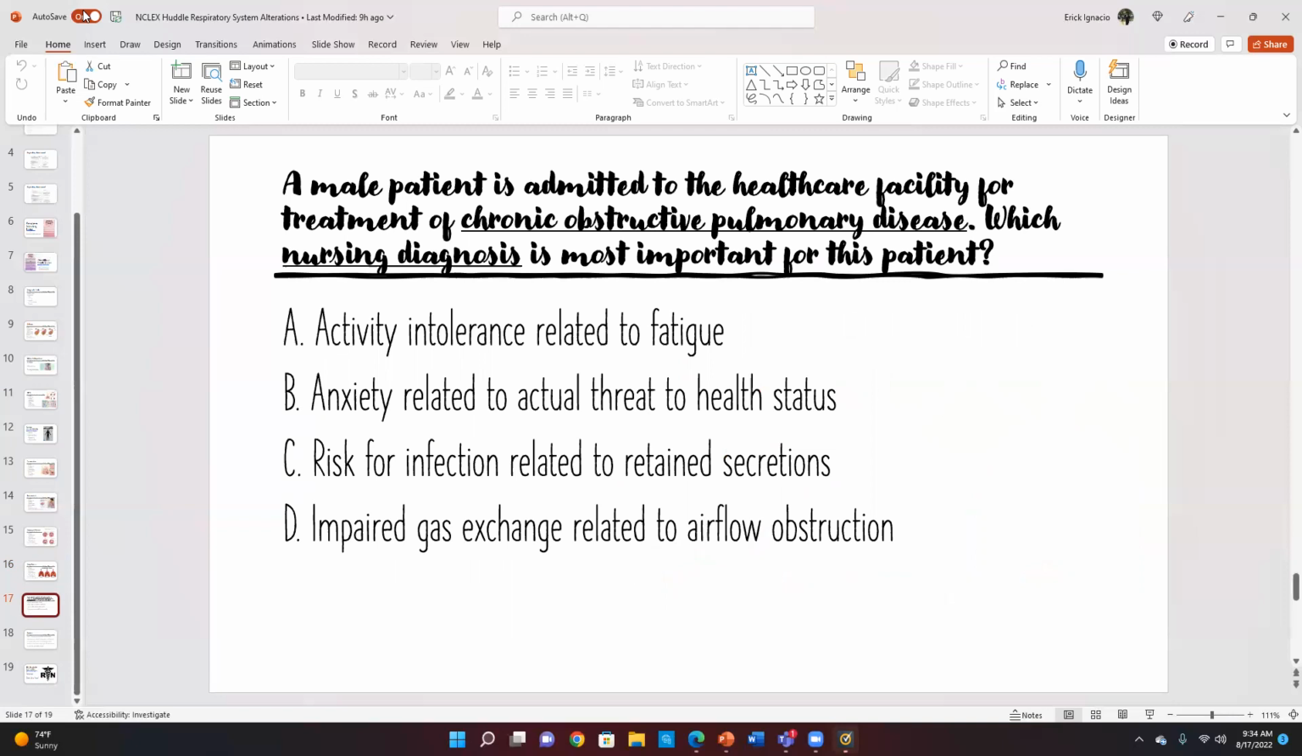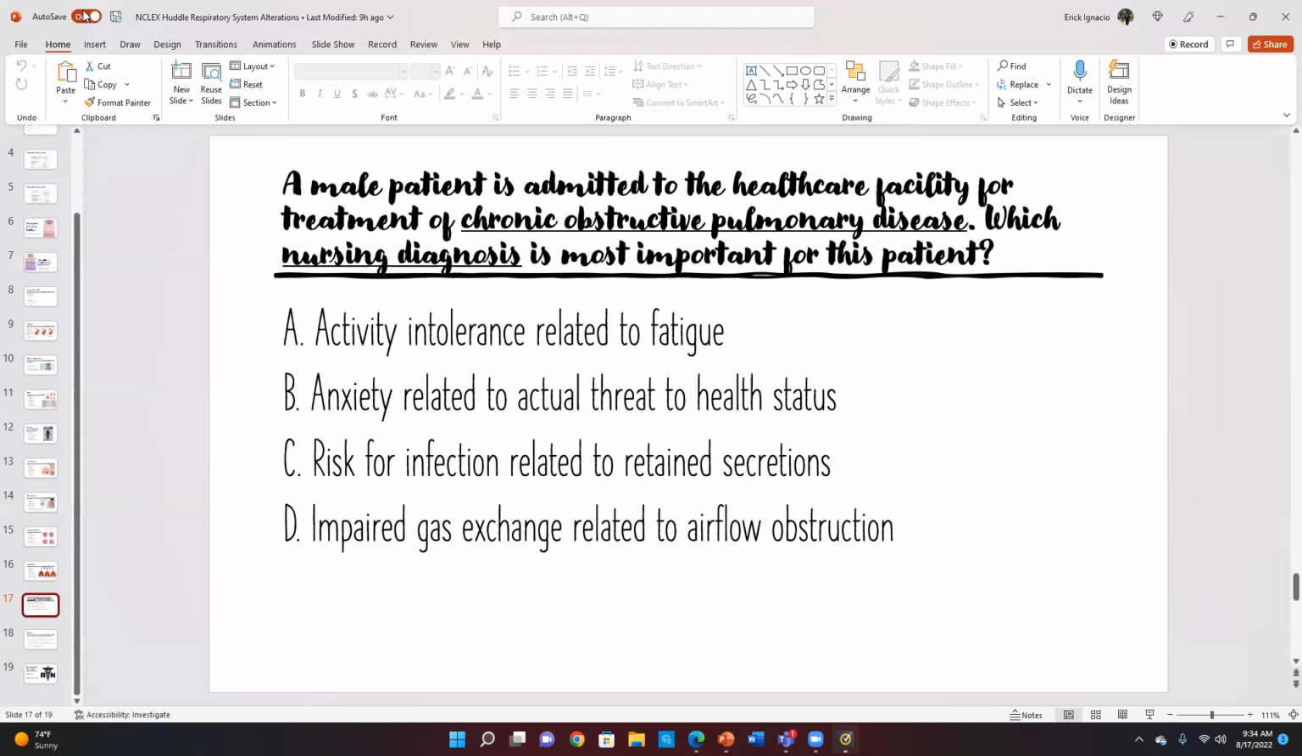So when I see most important, that tells me this is priority, and it tells me that these answers are probably all going to pertain to the COPD patient. But what I have to remember is the one that is the most important. If I could choose one and I had to discard the others, what would it be?